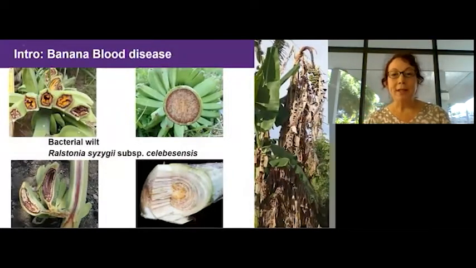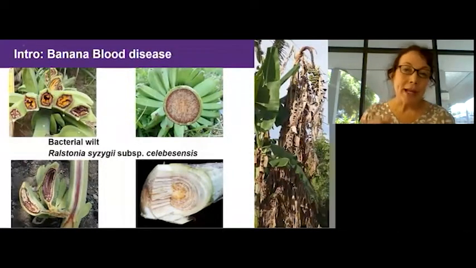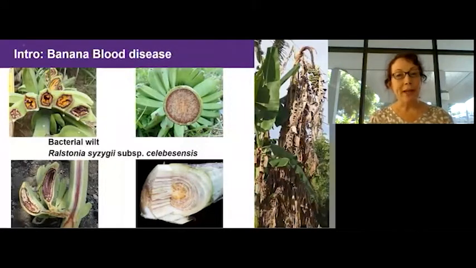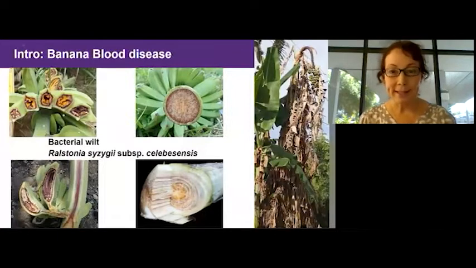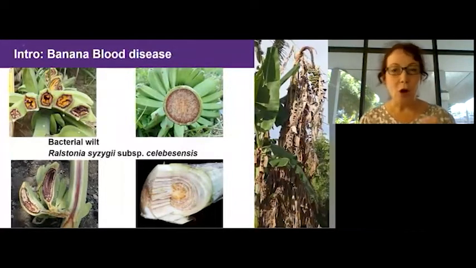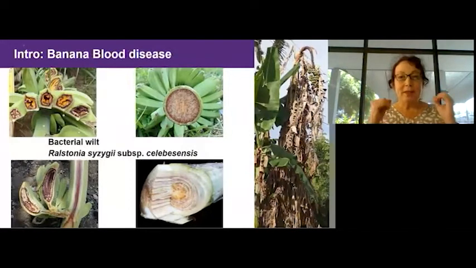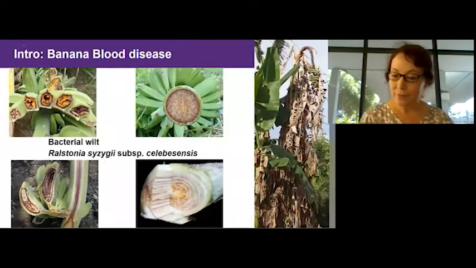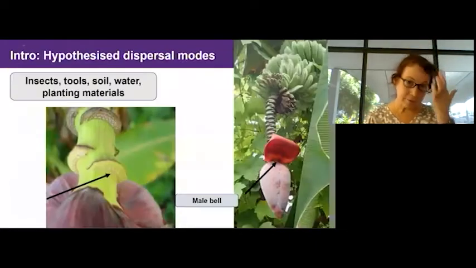So what is blood disease? Blood disease is a bacterial wilt that affects bananas. It's caused by a bacterium, Ralstonia syzygii, subspecies celebesensis. The disease causes characteristic symptoms. The fruit pulp rots, there's red-brown vascular discoloration, the leaves wilt and become necrotic. It's a really savage-looking disease.